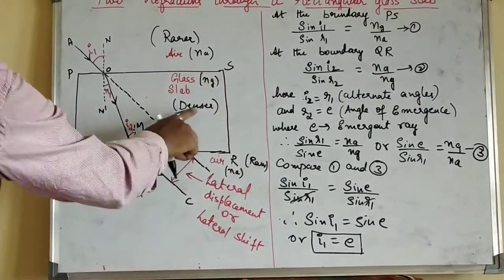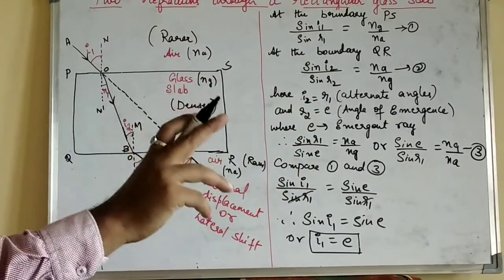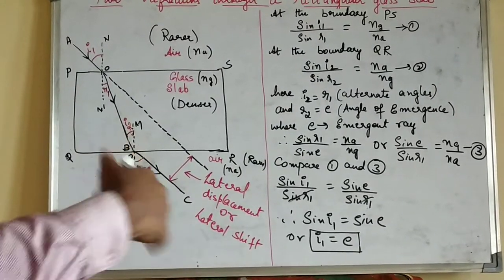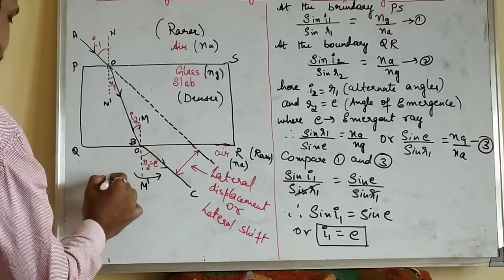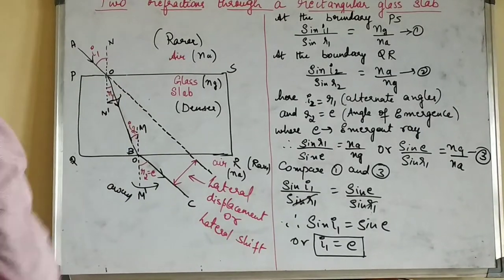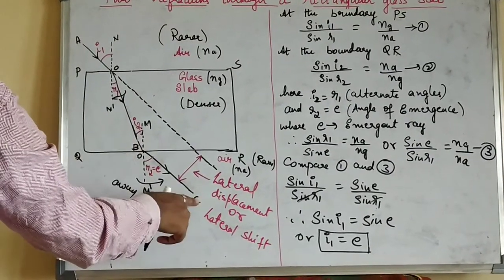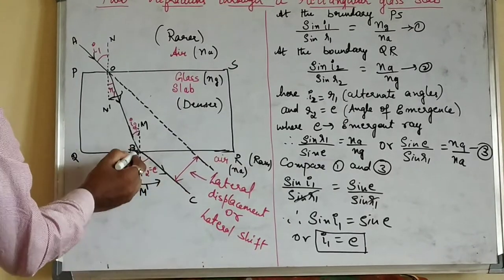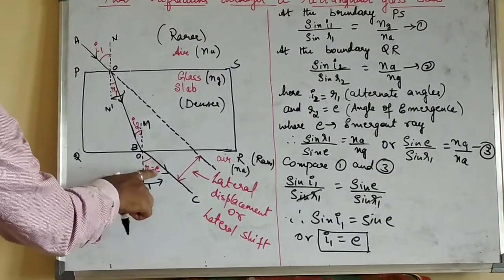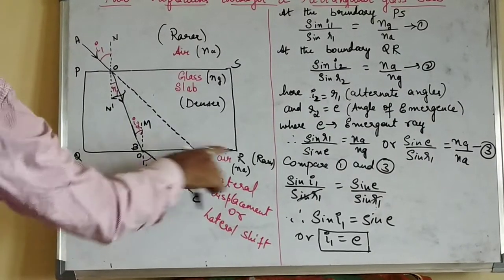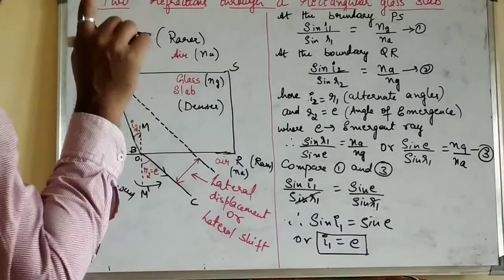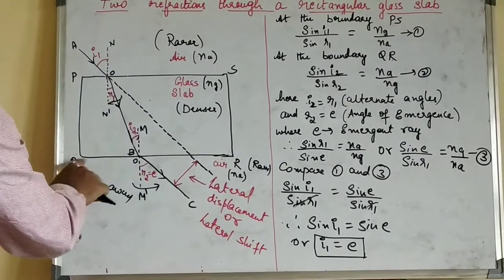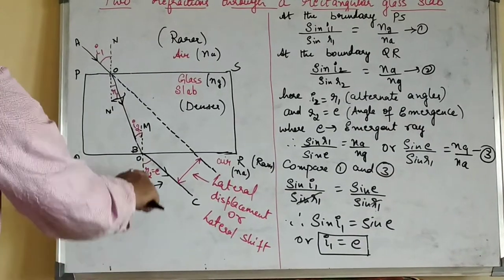What happens to the ray of light when it goes from denser to rarer? The emergent ray will move away from the normal. See here, it is moving away from the normal, whereas here it is towards the normal. Now this BC is the emergent ray, coming out finally from the rectangular glass slab, entering the air medium. This angle of refraction outside QR, the angle of refraction R2, is equal to small e. E is called the angle of emergence. R2 is the angle of refraction at QR, outside the second boundary, but it is also called the angle of emergence.